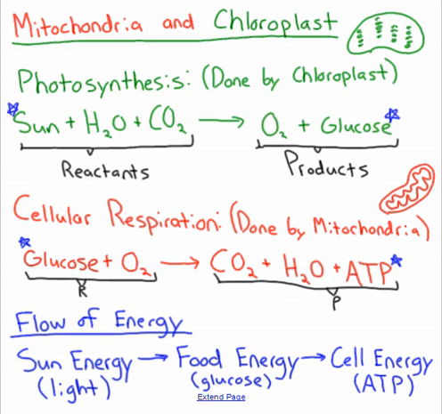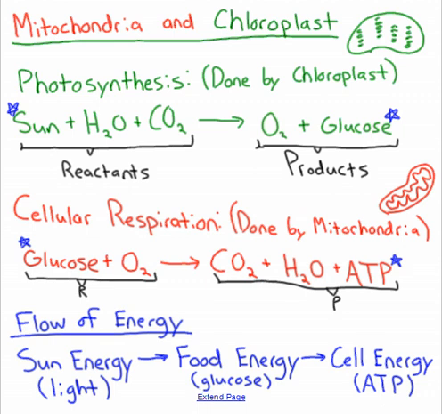So photosynthesis, the first thing that I'm going to start off with is you need to know that photosynthesis is done by chloroplasts. Chloroplasts is an organelle that's found in plant cells, and the reactants for photosynthesis, those are the things that go into the equation.